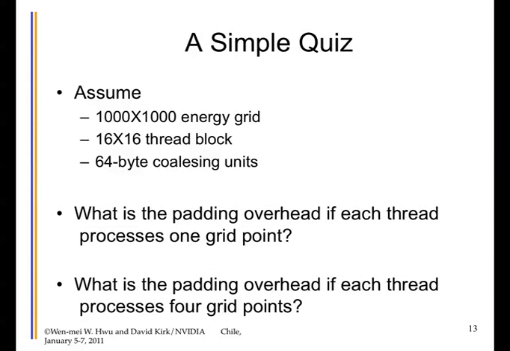So let me leave you with a simple quiz, okay? And I'll be happy to give you the answer after the lecture. But I'd like to at least get you to work on this a little bit. Let's say you have a 1,000 by 1,000 energy grid, and you have a 16 by 16 thread block. Let's say the coalescing unit is 64 bytes or 16 elements. So what would be the padding overhead if each thread processed one grid point? Any quick answers?